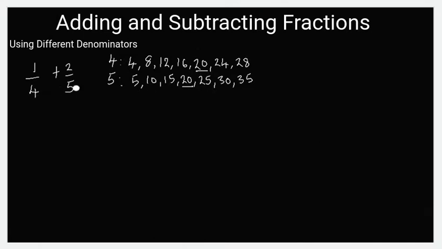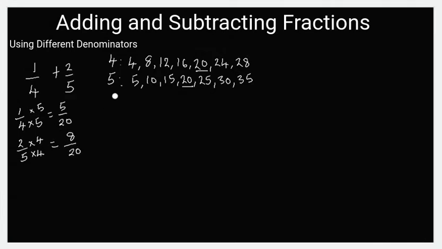So we need to change the denominators to 20 by multiplying with the appropriate number. So 1 over 4 times what will give us 20? Times 5. Whatever you do down, you do up. This will give you 5 over 20. Okay, and then for 2 over 5, multiply this by 4, multiply by 4. This will give you 8 over 20.